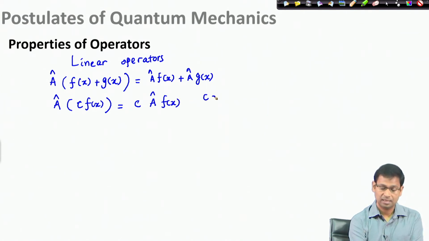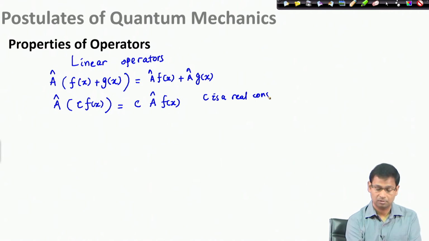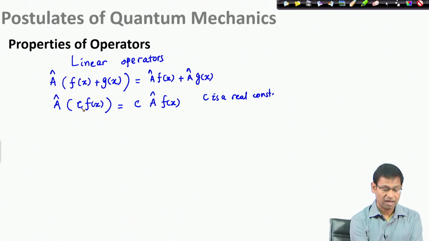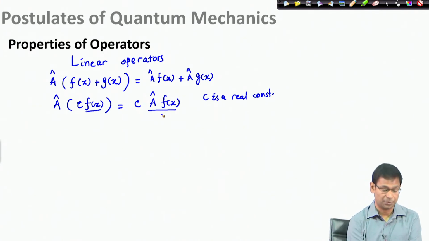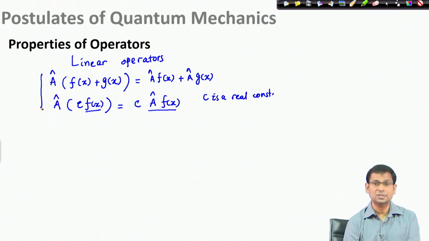where C is a real constant. So, if I multiply my function f of x with a real constant C and the operator A applies on it, if it allows my C to come out of the action of operator A, and if the left hand side and the right hand side are equal, then the operator can be a linear operator. So, these are the two essential conditions before I can declare that my operator is a linear operator.